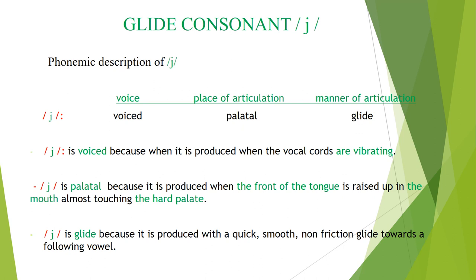Now, when we produce ye, there is no friction. Why? Because the two articulators do not come very close together to make friction. And it is always produced when it is followed by a vowel. We say ye. So it is produced as we started with E to a next vowel: yacht, yod, yield.